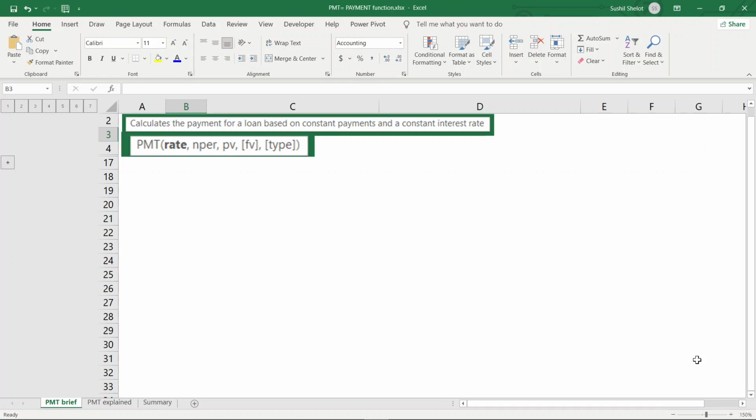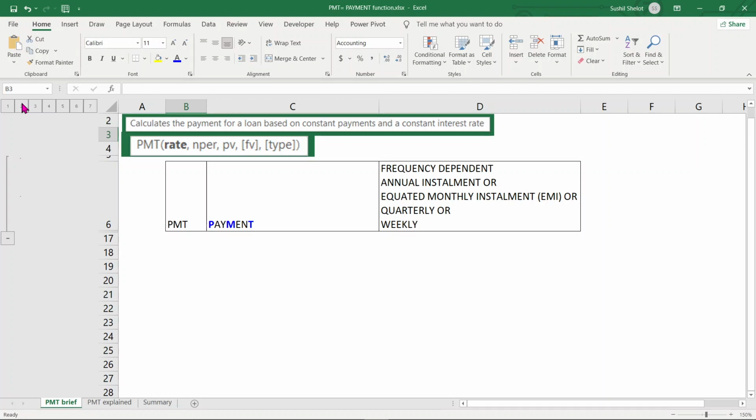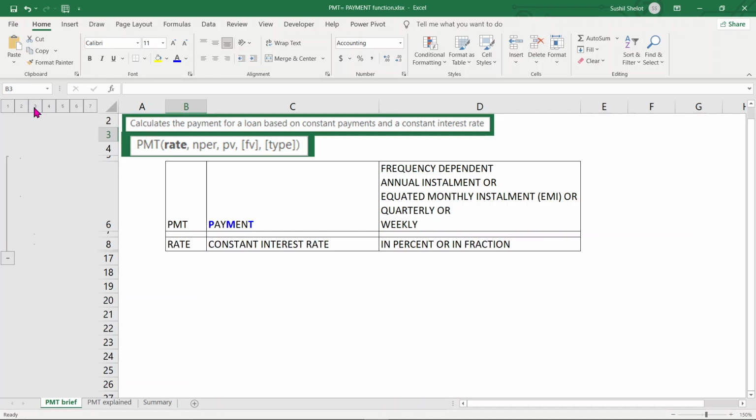In PMT, the first thing is rate. Before that, let us read out what PMT is. PMT, as I already explained, is a repayment of a loan in equated monthly installments or on a quarterly, weekly or annual basis, and the frequency is supposed to be constant as well as the rate. So what is rate? Rate is nothing else but the constant interest rate. It is mentioned in percent or in a fraction. So it can be said as 10% or 0.1, a fraction, not percent.